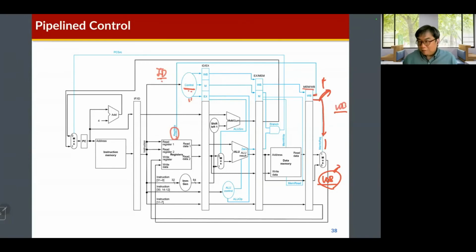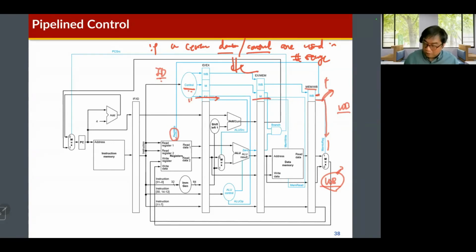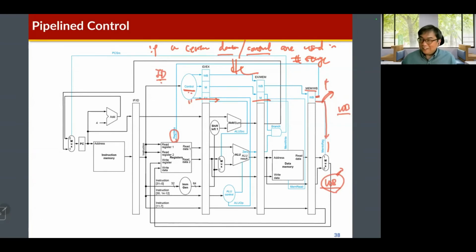Okay, but you can just remember that if a certain data or control signals are used in a certain stage, then these data and control signals are delayed by pipelined register. So which means that they pass through the pipelined register until this destination stage. That is the main design concept of a pipelined architecture. Understand? Okay.